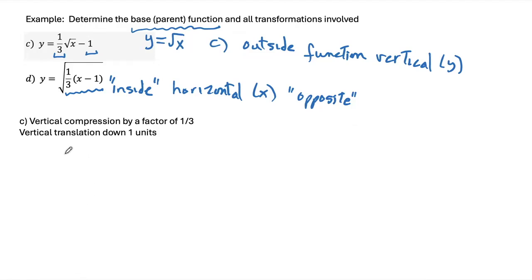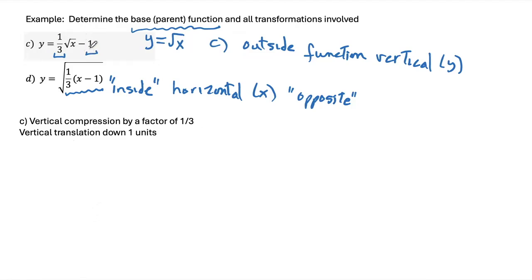In question C, we're going to say that there is a vertical compression by a factor of 1/3. That makes sense. If you multiply y values of the root function by 1/3, you're making them a third as big, so you're shrinking them. We call that a compression by a factor of 1/3.